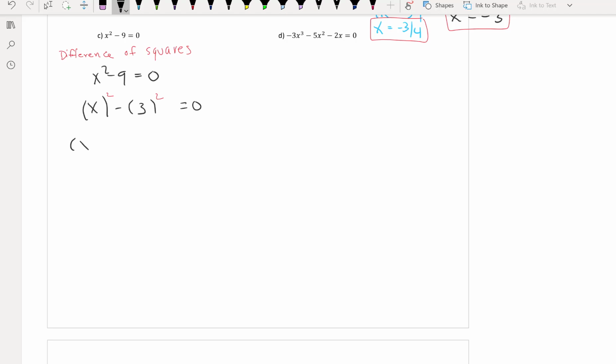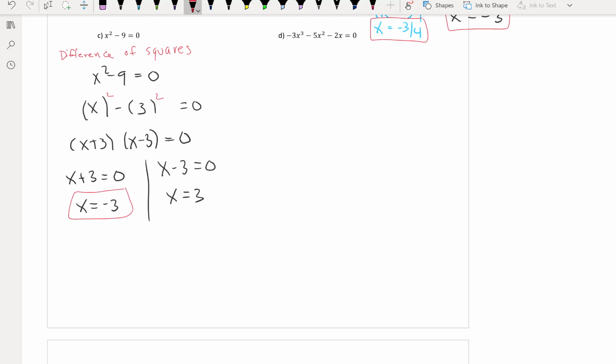So now I know this is going to be x plus 3 and x minus 3 equal to 0. So I have x plus 3 is equal to 0. So x is equal to a negative 3. Also, x minus 3 is equal to 0. So x is equal to a positive 3. So I have x is equal to negative 3. And I have x is equal to a positive 3.